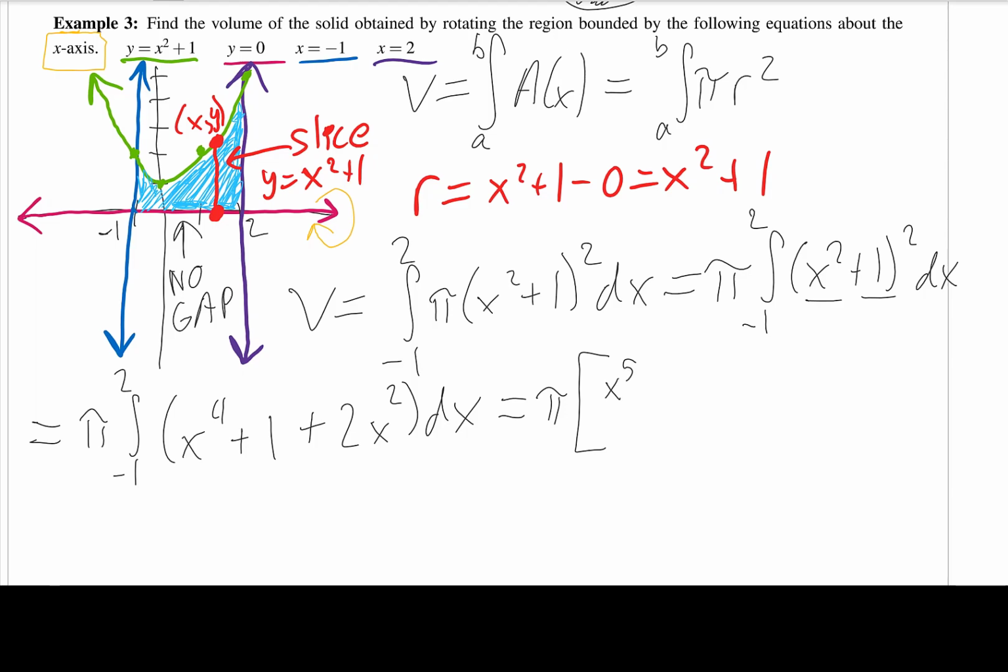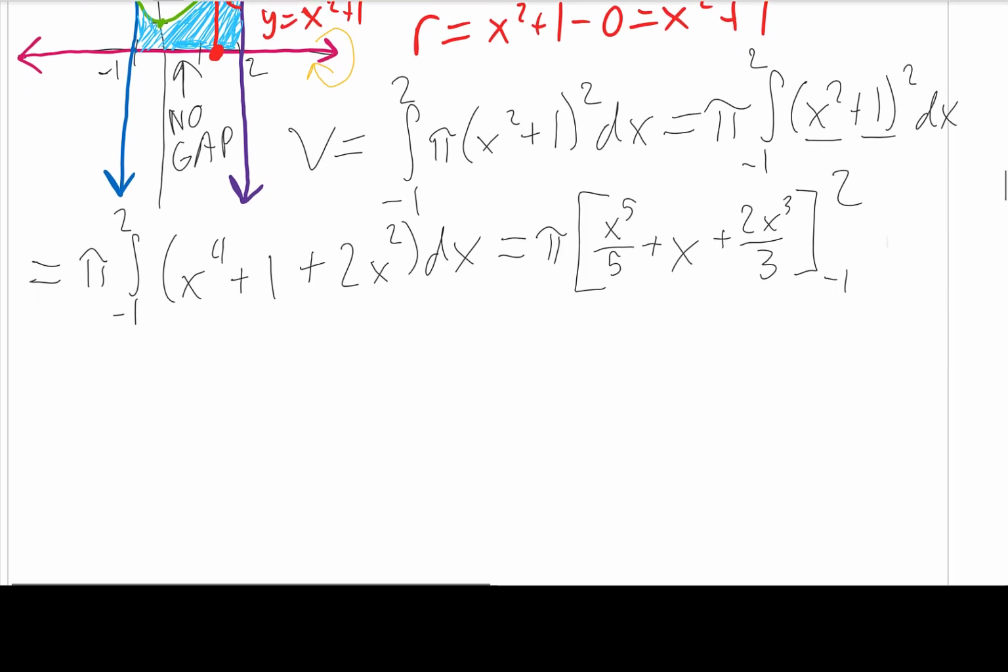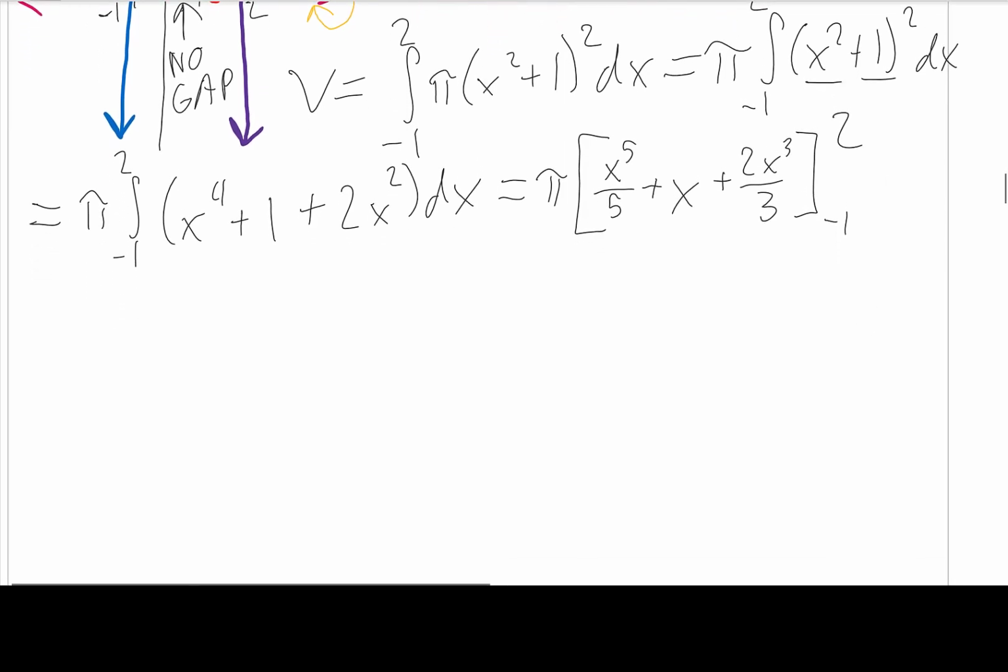Okay, and so then this becomes pi times, now we integrate each of these. So this is going to be x to the 5th over 5 plus x plus 2x cubed over 3, evaluated from negative 1 to 2. Okay, and then when you calculate this out, this should give you 78 pi over 5.